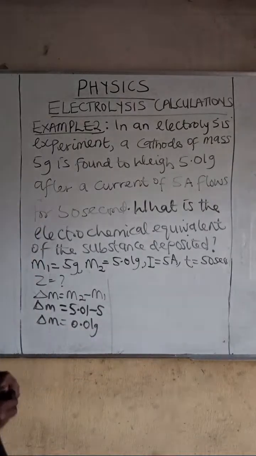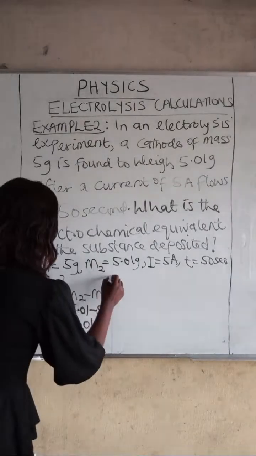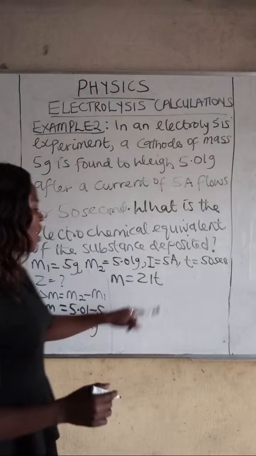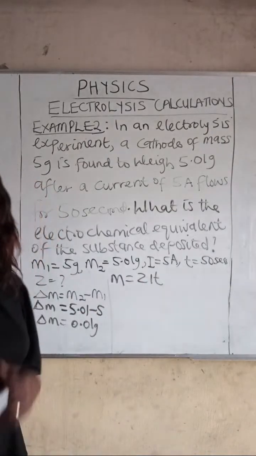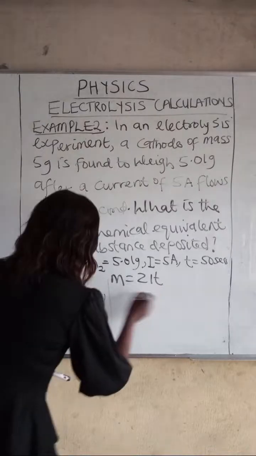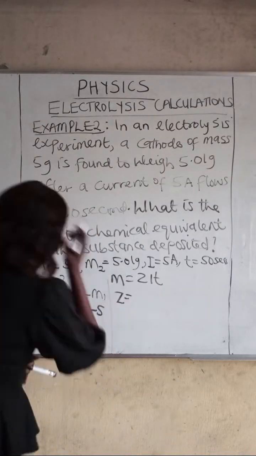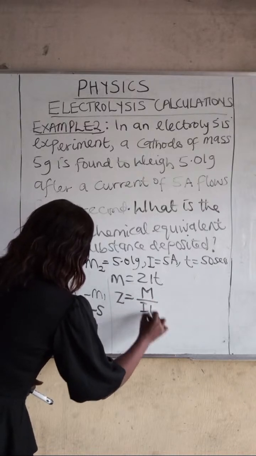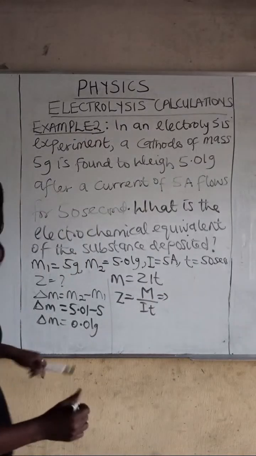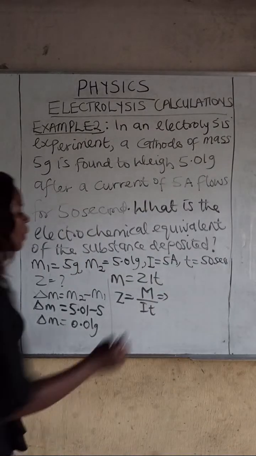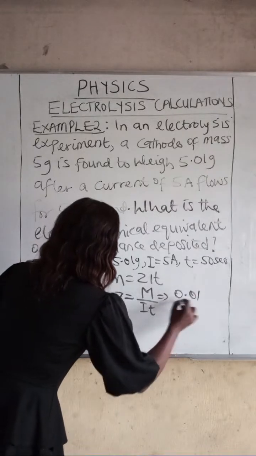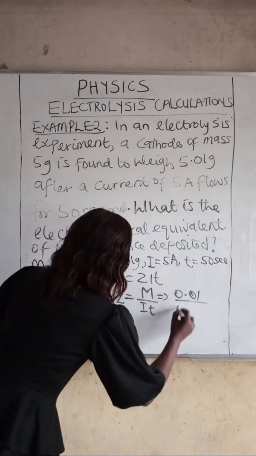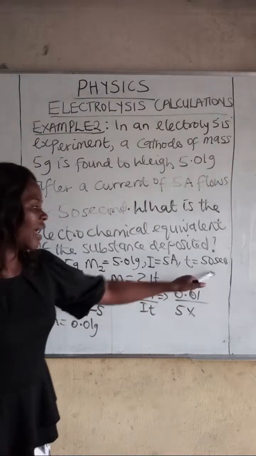Now I'll use my formula. This says that mass is equal to ZIT. I am looking for Z, so I'm going to divide both sides by IT. So Z is equal to mass over current times time. My mass, I've already got it, 0.01, divided by my current, 5 amperes, times my time, 50.